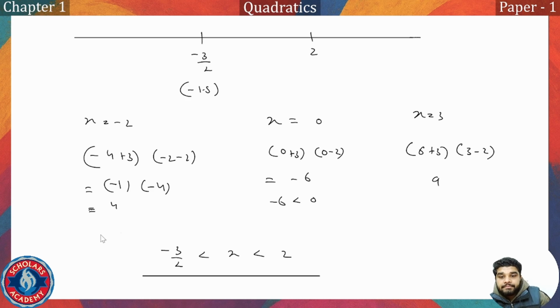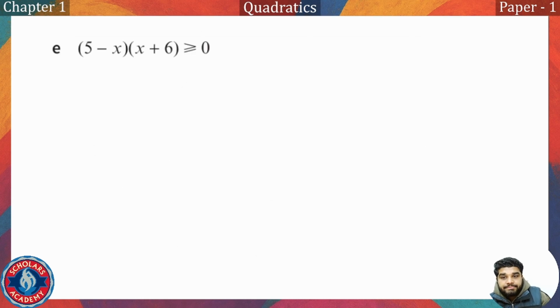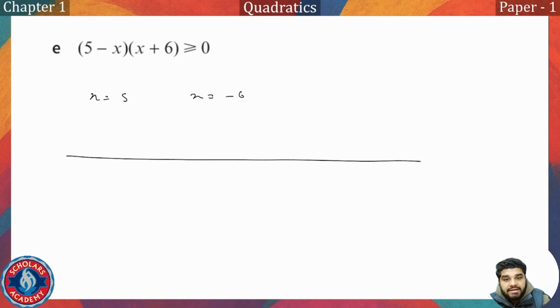Alright, let's move forward. Now if I find the zeros of this quadratic equation, the values of the zeros will be when x is equal to 5 and when x is equal to negative 6. The real line is breaking into three intervals, with negative 6 and 5. So these are the three intervals.